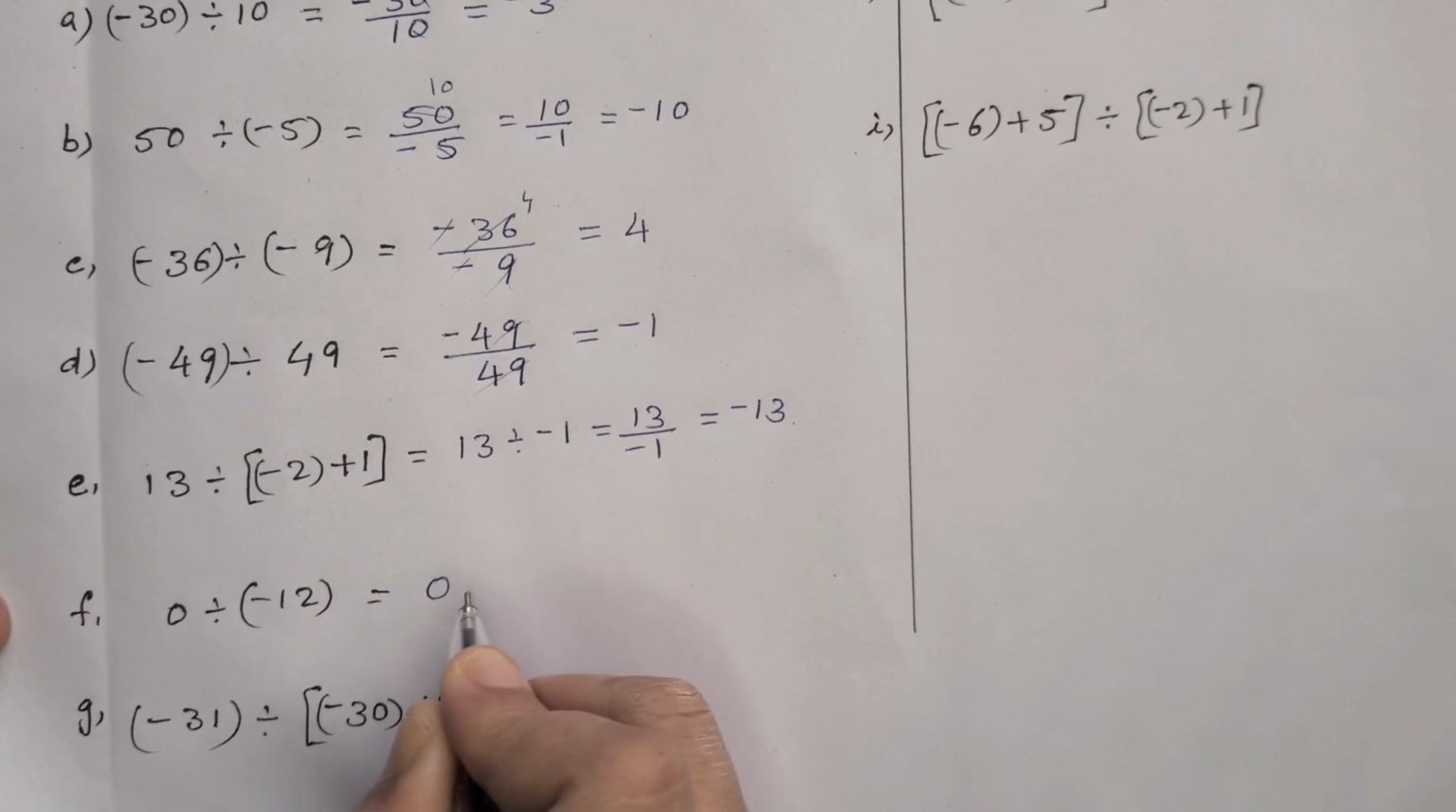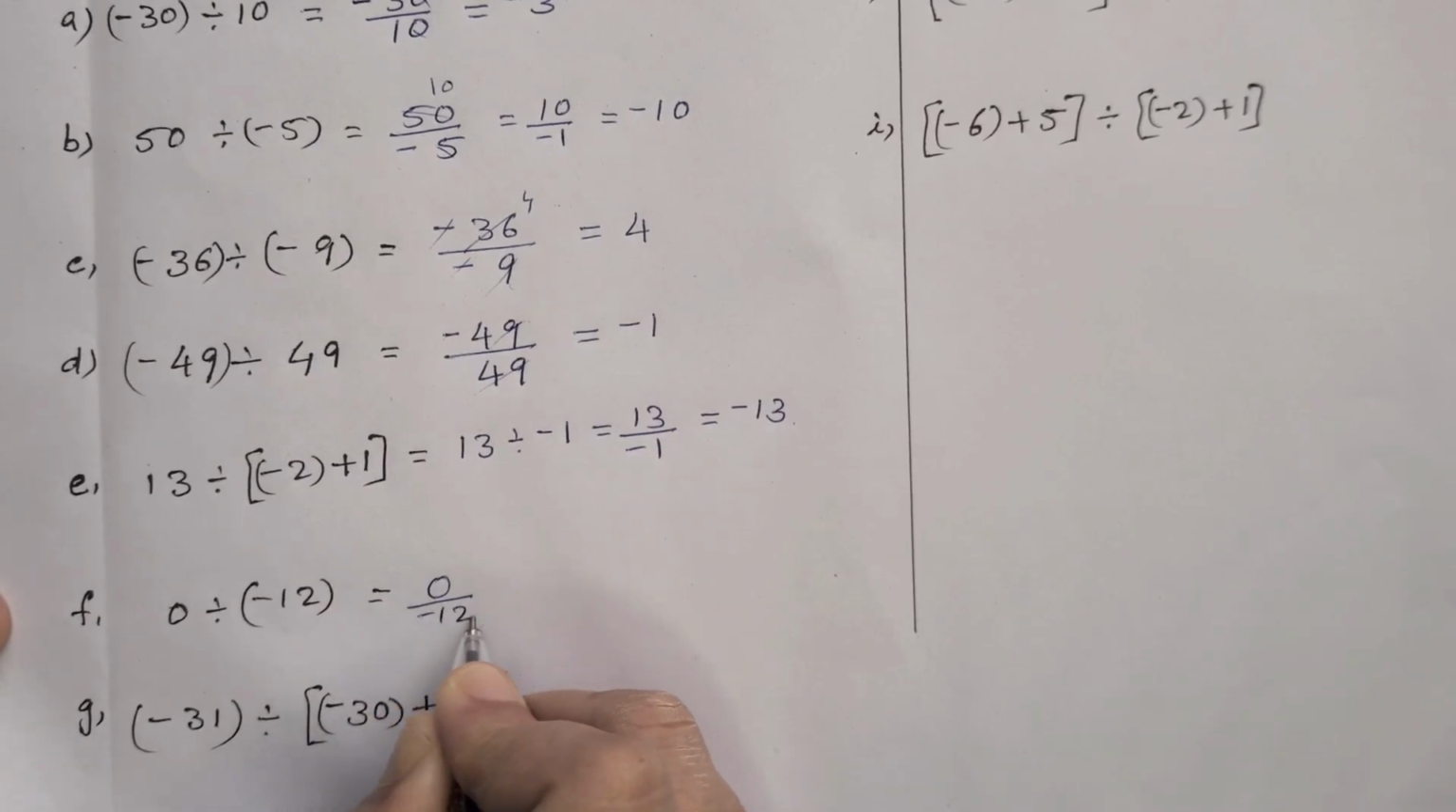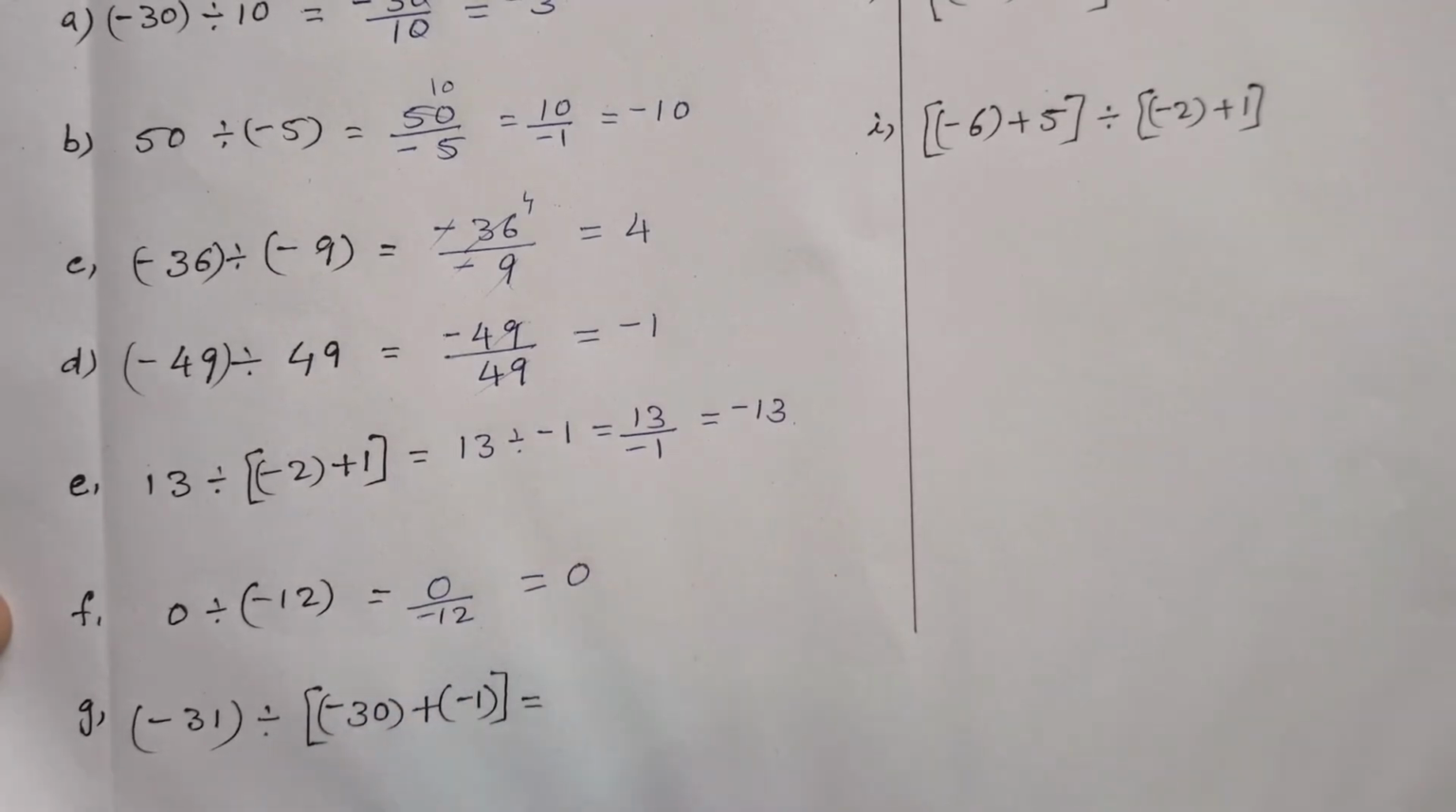Zero divided by minus 12. 0 divided by any number, 0.